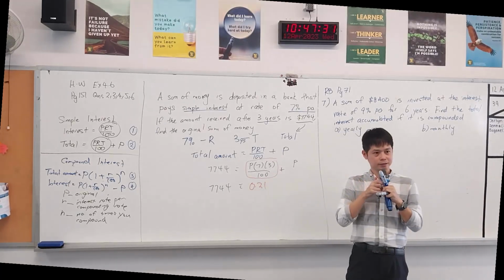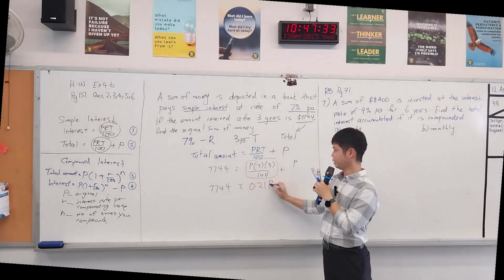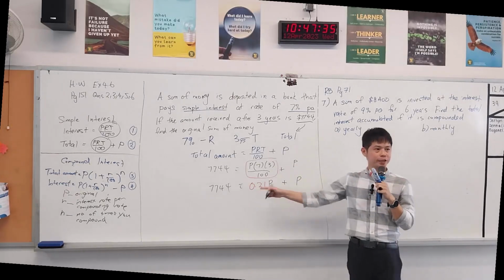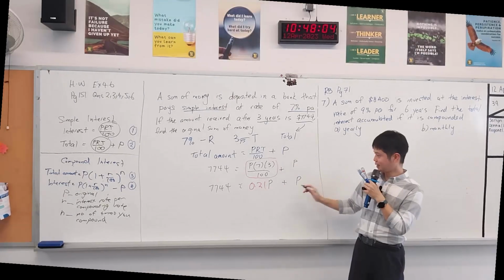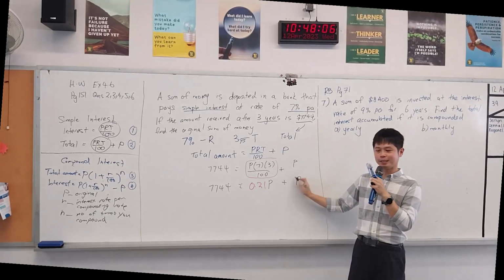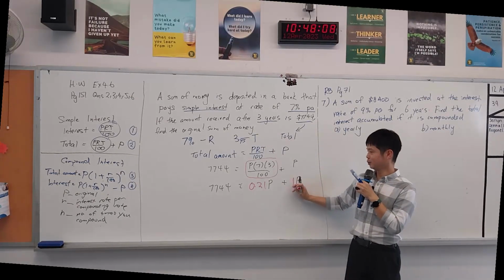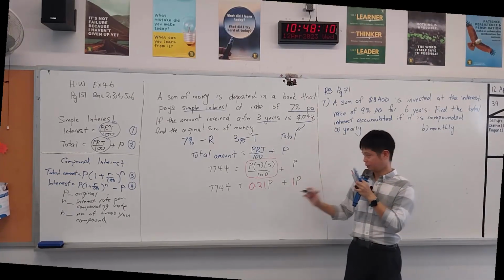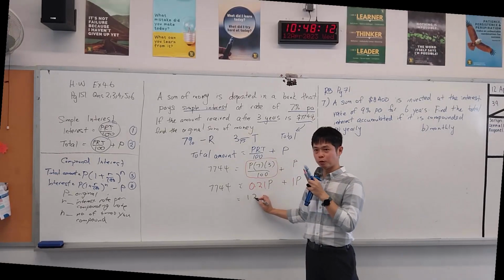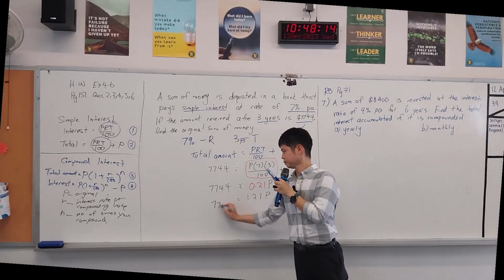The red color part is 0.21 P. How many P's altogether? How many P is this? Okay, this is 1 P, right? You add this total, how many P's? Okay, get ready your calculator. This is 1.21 P, right?